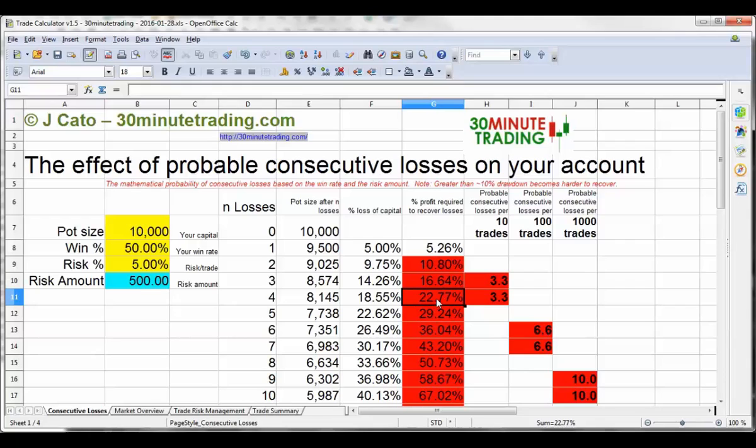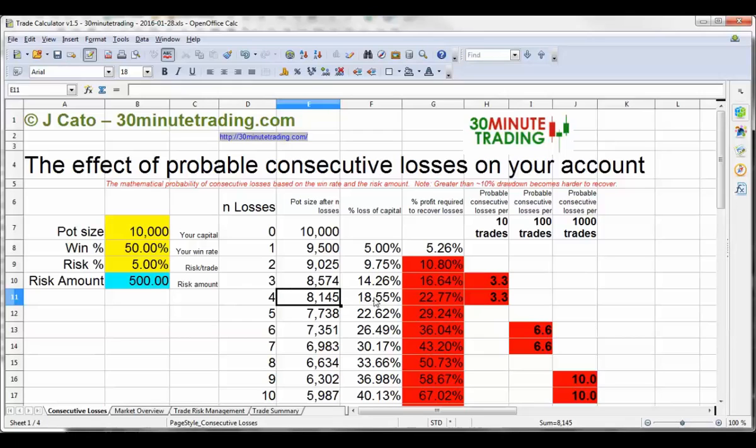Let's say that you're down that far. You have now lost, effectively, 22.77% of your money. Really, what you've lost is 18.55%, but you need to be able to recover 22.77% to get back to break even. That's simply because your pot size is now smaller, down to this level here, and to get back to the original 10,000 it will take that much percentage profit improvement.